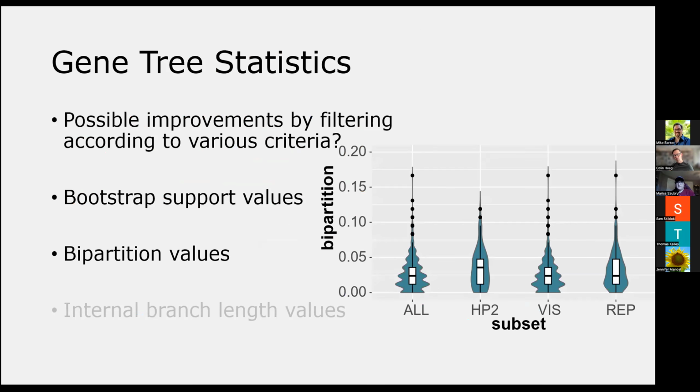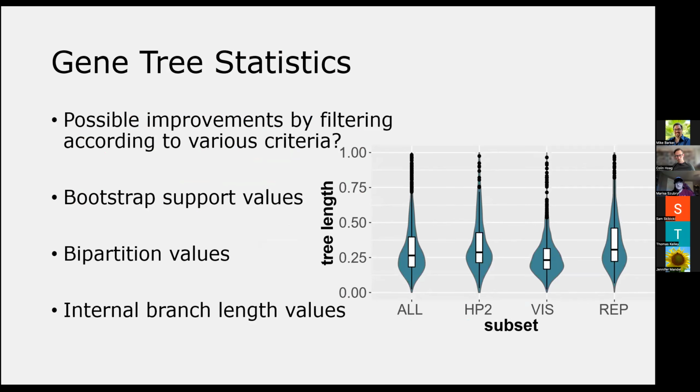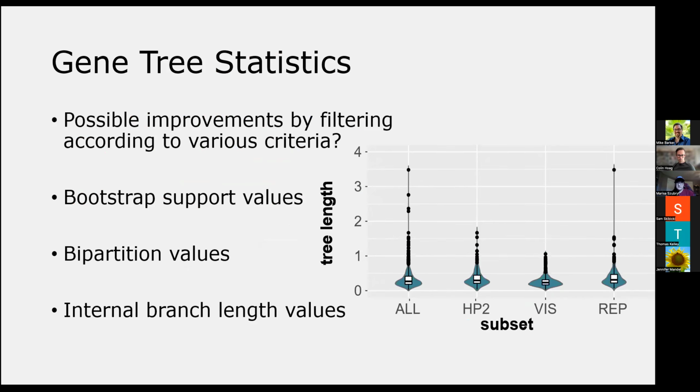If we look at bipartition values, we see that there are some differences, especially for the Hyde-Piper-derived loci, but these differences are very small in the grand scheme of things. More interestingly, if we look at the internal branch length values, essentially how long the individual trees are, we see that the viz, or the manually curated set of loci, are shorter on average. This, I think, is a good thing, and I'll explain why in a second here.